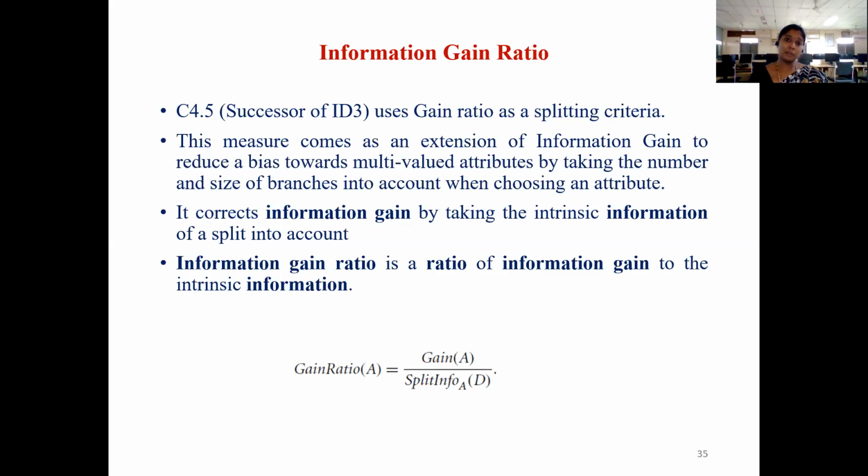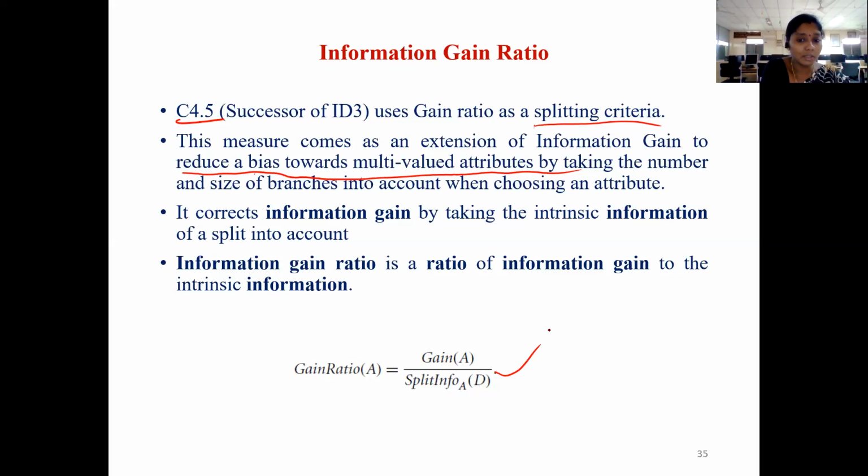Initially we have information gain, which is used by the algorithm ID3. After that, the extension of that measure is nothing but gain ratio, which is used by C4.5. So this algorithm uses gain ratio as a splitting criterion, and this measure comes as an extension of information gain. The purpose of this method is to reduce the bias towards multi-valued attributes by taking the number and size of branches into account when choosing the attribute. It corrects the information gain by taking the intrinsic information of a split into account. What is that intrinsic information? We will see later.